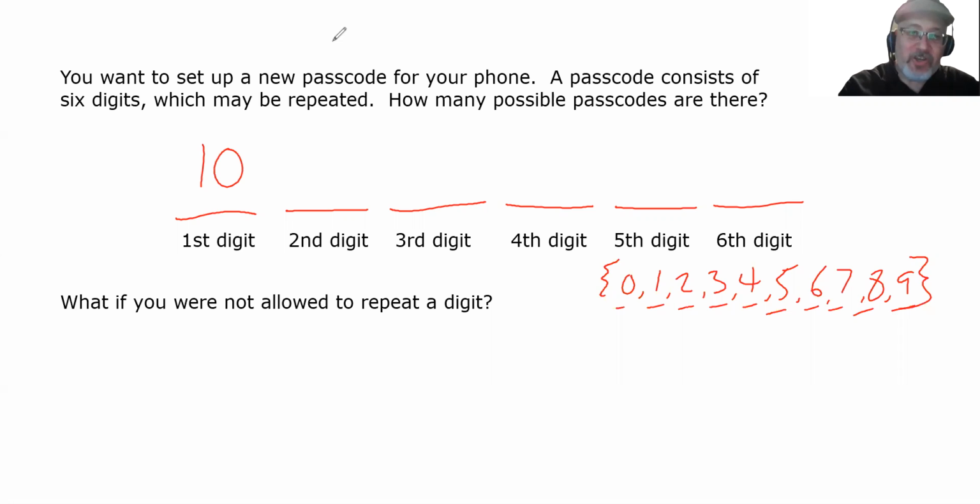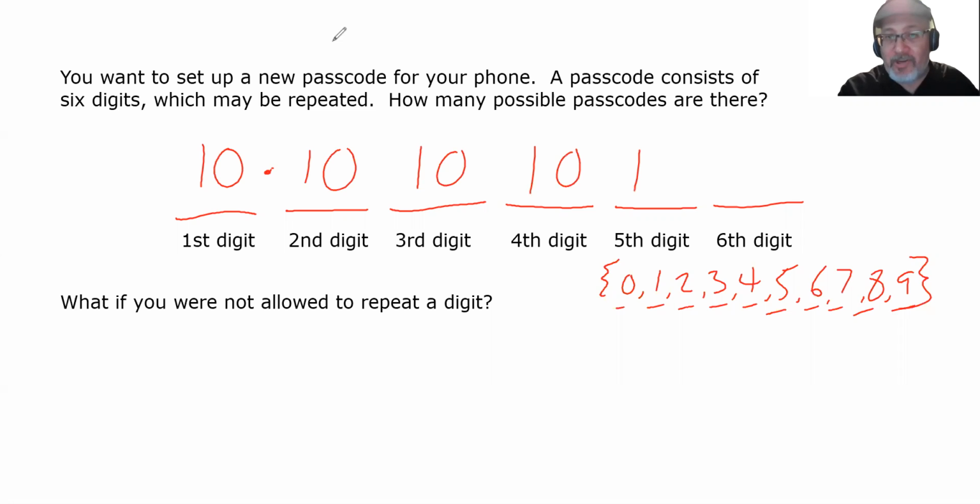Since we can repeat digits, let's say the first digit is 7. That means I can use 7 again for another digit. How many choices do I have for the second digit? 10. And for the third digit, 10. In fact, I have 10 choices for every digit.